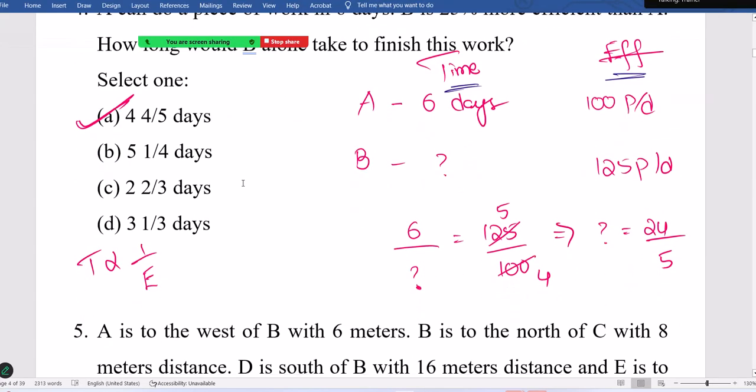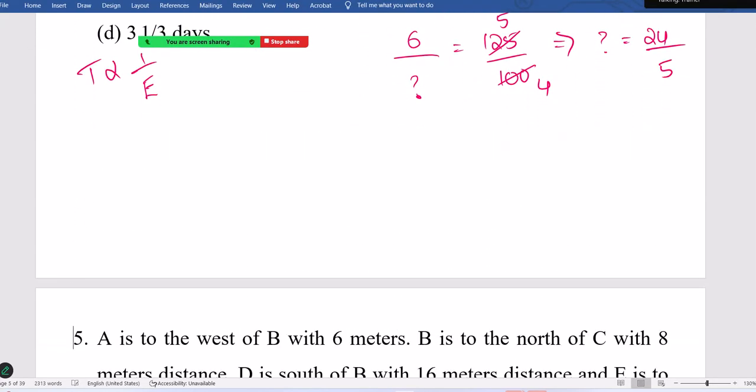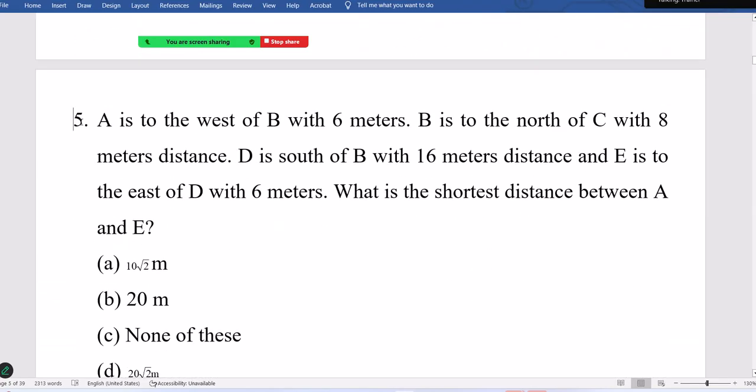See the next one. Yeah, directions related question. So guys, see this question.